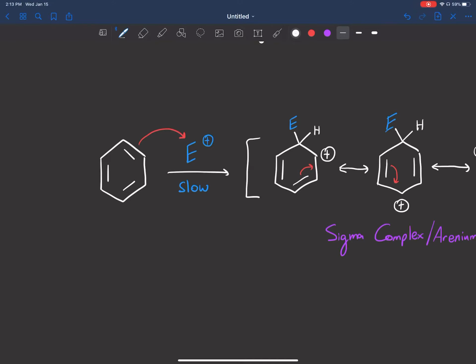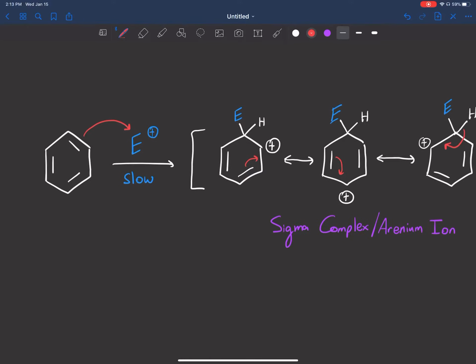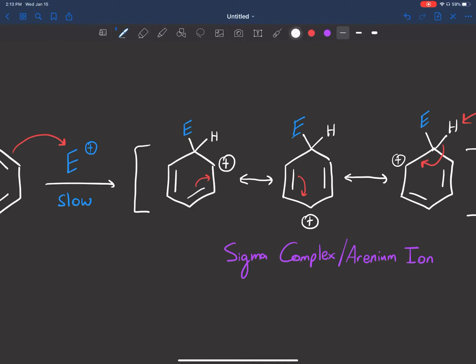We have a benzene, and it's going to be attacking this electrophile. Now, benzene isn't that great of a nucleophile, so we need to have a pretty good electrophile, right? And so that's with this E with the positive charges. That's going to generally be the slow step of the reaction, right? Rate limiting.